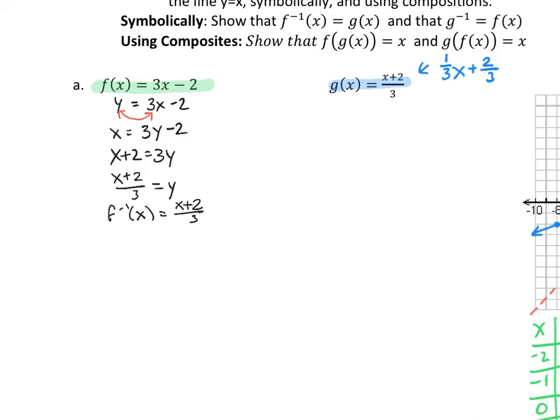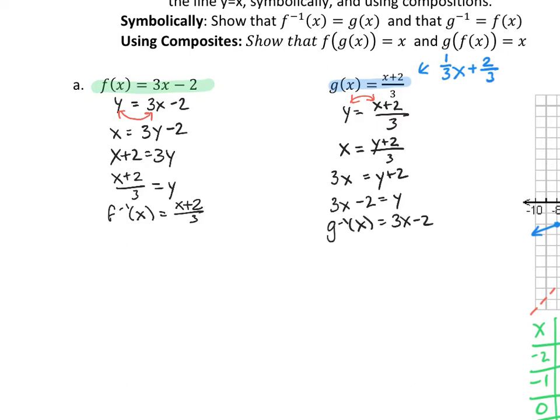Let's see what we get when we try to find g inverse of x. And again, same steps. We're going to replace g of x with y. Then we are going to switch our x and our y value. So we get x is equal to y plus 2 over 3. Now we're going to try to solve and get y by itself. So we're going to multiply by 3 on both sides, and we're going to subtract 2 on both sides. Very last step is to replace y, normally with f inverse of x, but in this case, since it's g, it's going to be g inverse of x is equal to 3x minus 2.